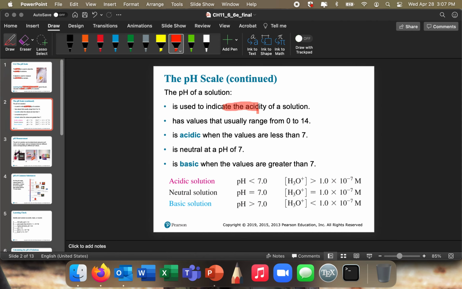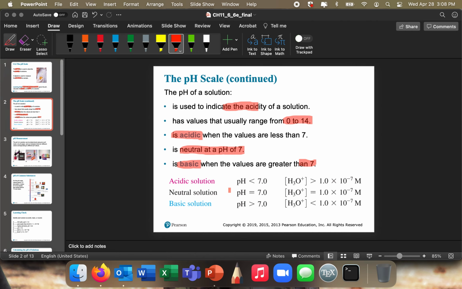It has values that usually range from 0 to 14, right? I used to think you can't go below 0 or above 14, and that's not true, but it's almost always between 0 and 14. And it's acidic when the values are less than 7, neutral at 7, and basic when the values are greater than 7.